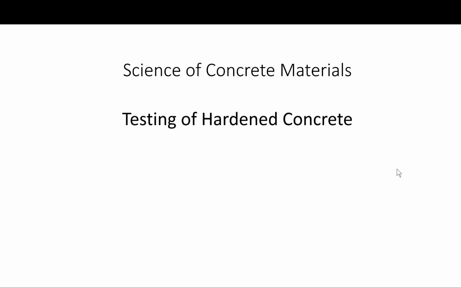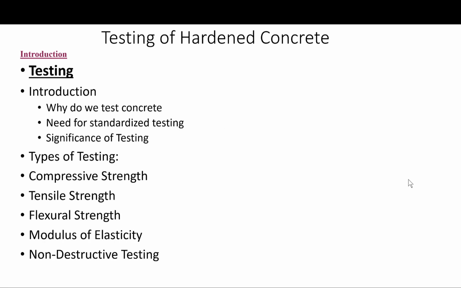This is lecture number 34 of the class, and today we will start on a new module, which is the testing of hardened concrete. In the previous module, as you recall, we studied how the concrete responds to stresses, which explained the behavior of concrete under stress and the factors that impact such behavior or response. Today we'll talk about the testing of the hardened concrete.